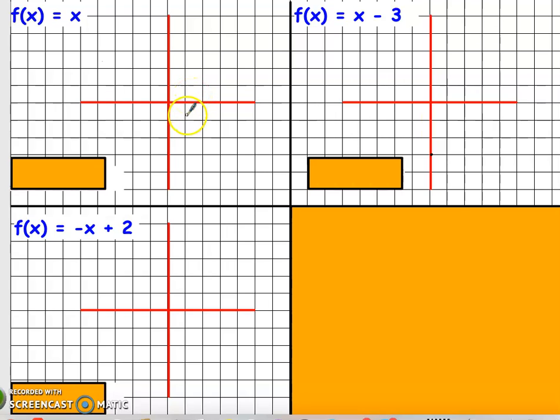In this video, we'll talk about the range of different functions. So let's get started. The easiest method to find the range is to graph the function first.